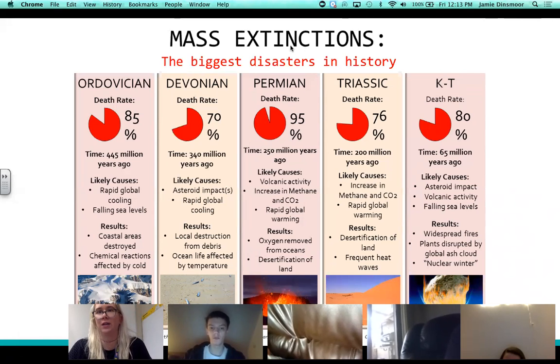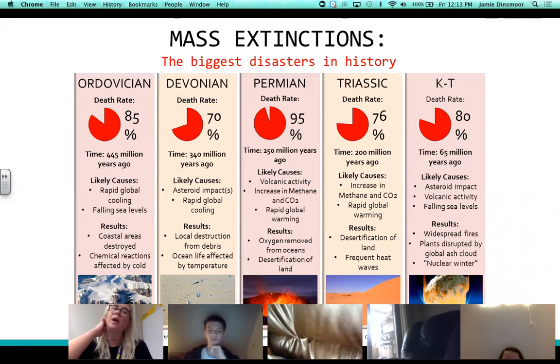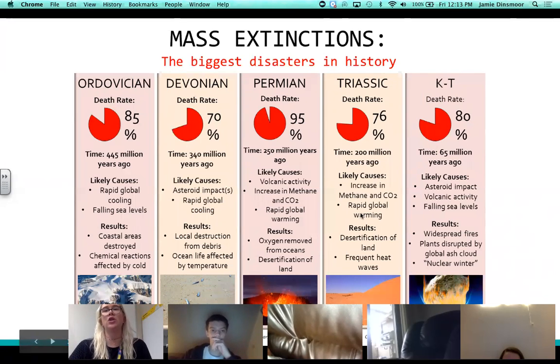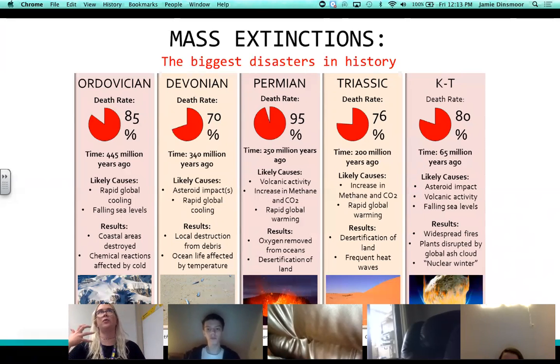Then we have the Triassic extinction, which of course is also a pretty big one, but not quite as big. 76% of species are killed. That was 200 million years ago. And similar situation, increase in methane and carbon dioxide, rapid global warming, desertification of the land, and heat waves, right? So again, a heat situation, not quite as severe as the Permian mass extinction, right? But again, really what's happening is when the Earth cools or heats, we see an extinction.